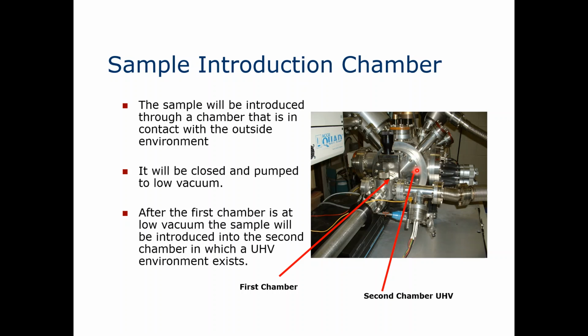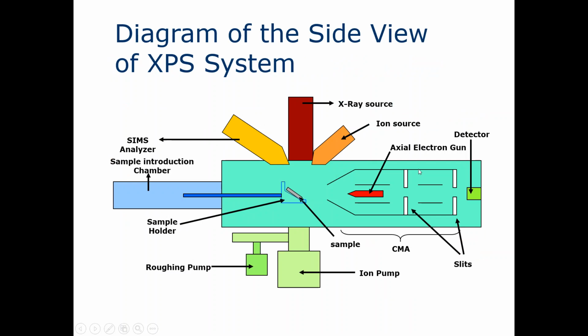For that we need an ultra high vacuum pump, which is normally an ion pump. And we also mentioned the reason why we need ultra high vacuum for the XPS analysis. And here you can see the diagram of the side view of the XPS system. So this part is the sample introduction chamber. From here we introduce the sample into the XPS apparatus.